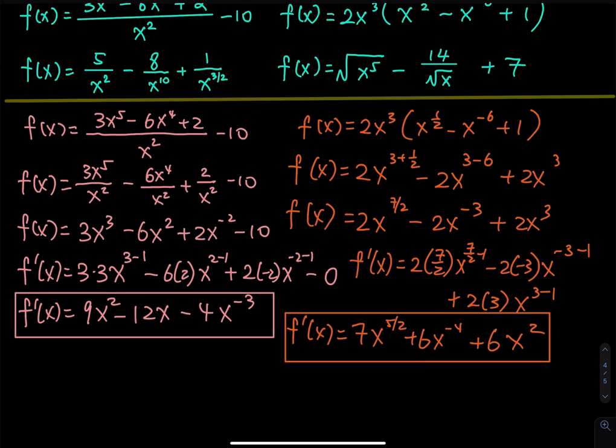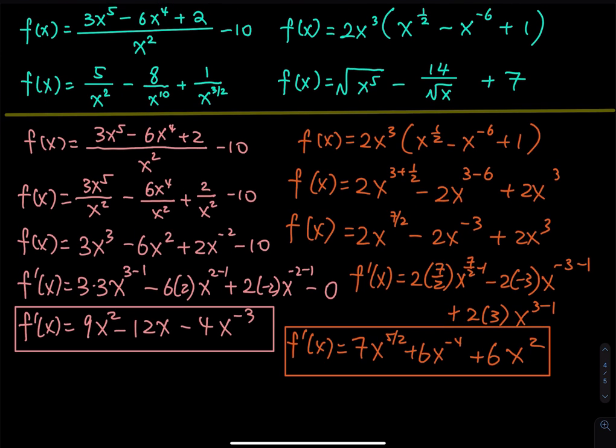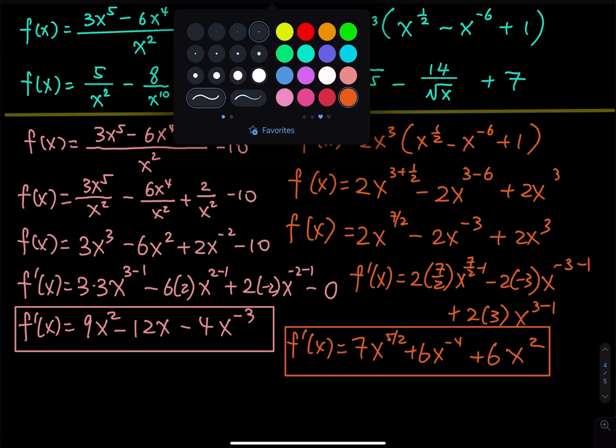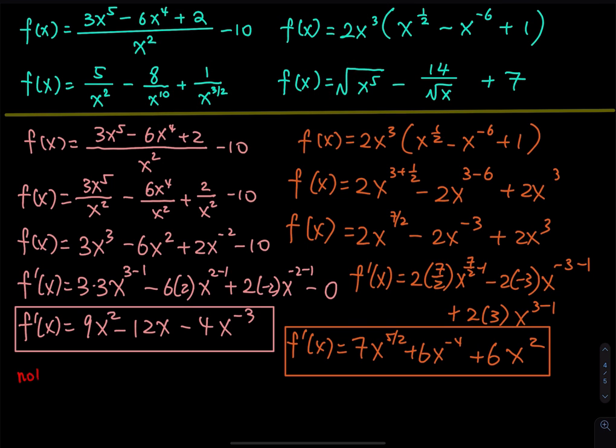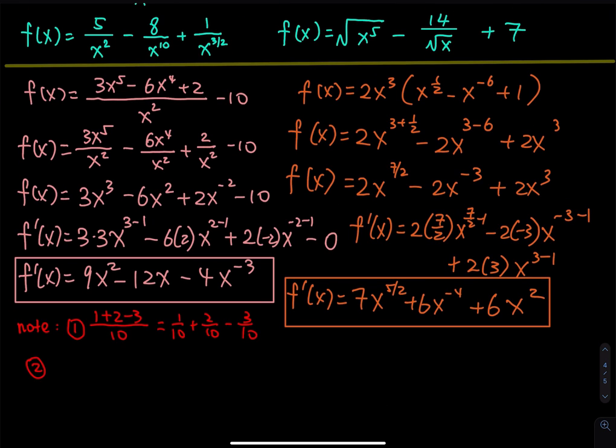And then we have 2 more. And then before we move on, let's take a look at the first function again. So I have to remind you, let's add a little note right here. The first note that I want you to look at is, let's say you have 1 plus 2 minus 3, divided by 10. That is equal to 1 over 10 plus 2 over 10 minus 3 over 10. Okay, and then the second note I want you to know is, if we have the other way around, 10 divided by 1 plus 2 minus 3, that is not equal to 10 over 1 plus 10 over 2 minus 10 over 3. All right, just be very careful.